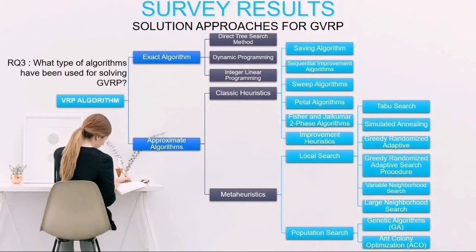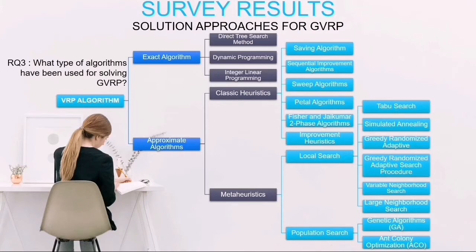Referring to research question 3, the techniques and approaches implemented in the research conducted were recorded and collected. Based on the study, the solution of VRP is obtained by using exact algorithm or approximate algorithm. Exact algorithm can solve only small-scale problems, in three groups: direct tree search techniques, evolutionary algorithms, and integer linear programming. On the other hand, approximate algorithms have been used for large-scale problems with acceptable computation time.